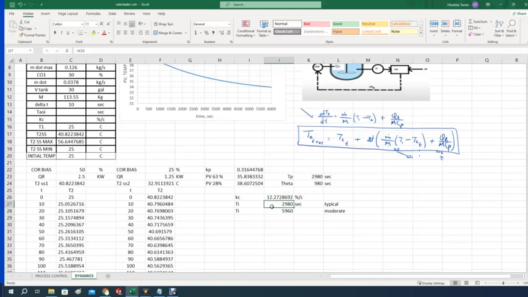Now you can use a factor of 2. This is typical and moderate. Moderate is kind of slower to get to your temperature, but it will.